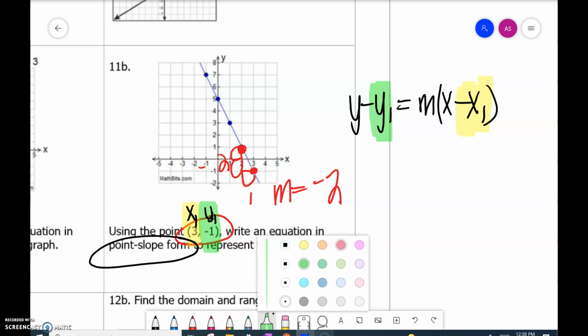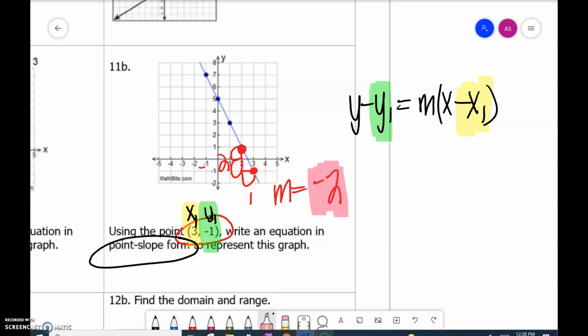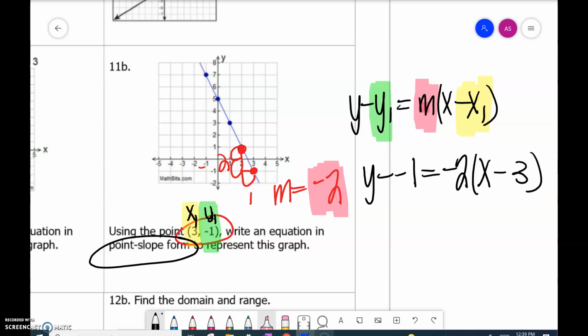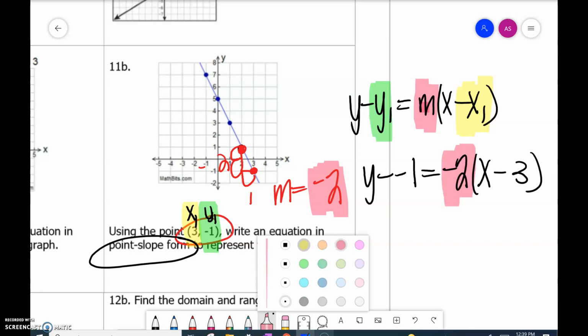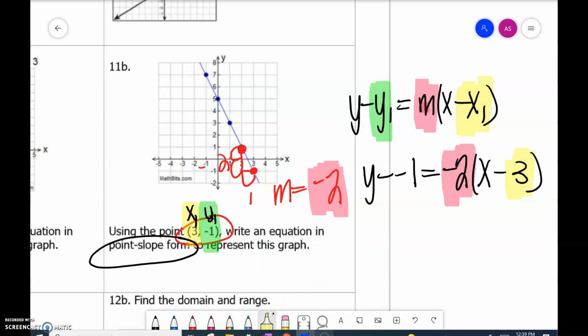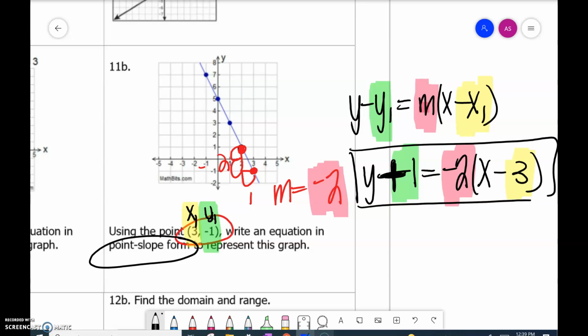So then from here, I'm just going to take this negative 2 and plug it into my point slope form, and my equation will be y minus negative 1 equals negative 2 times x minus 3. As you see, I plugged in all those components where they fit in the formula. One thing you also want to keep in mind is here I have the double negatives, so I'm going to keep change flip, and that's going to become positive. All right, so this is my point slope form equation, and I can stop right there because it said it wanted point slope form.